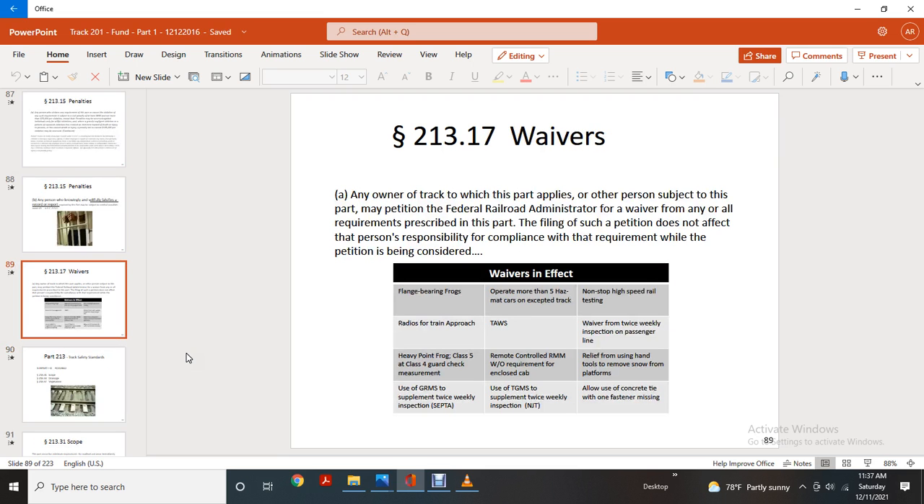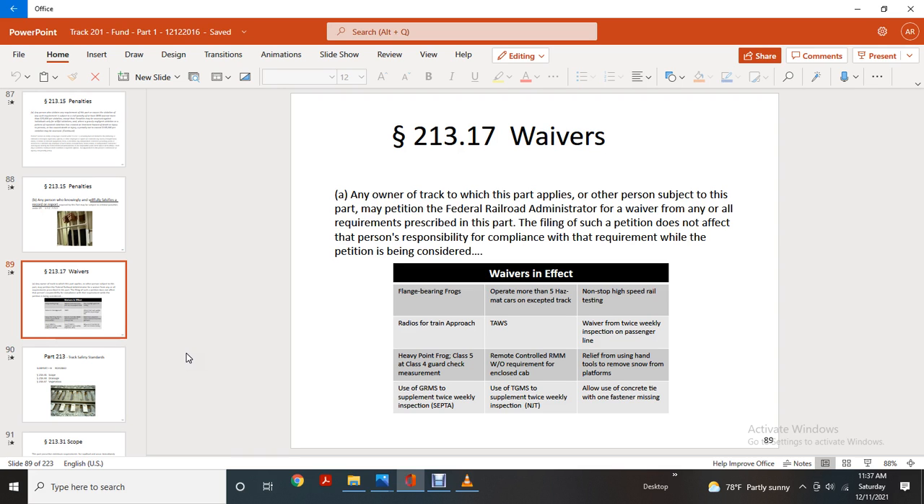213.11, waivers. Any owner of track to which this part applies, or other person subject to this part, may petition the Federal Railroad Administrator for a waiver of any of the requirements prescribed within this part. The filing of such a petition does not affect the person's responsibility for complying with the requirements of all of the petitions to be considered.